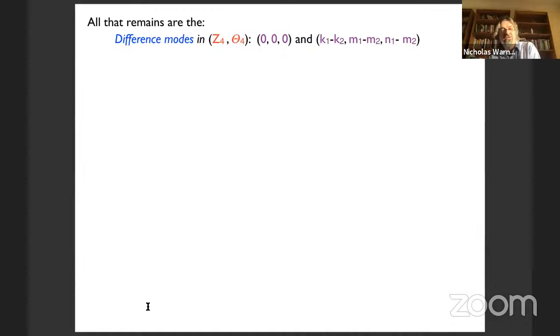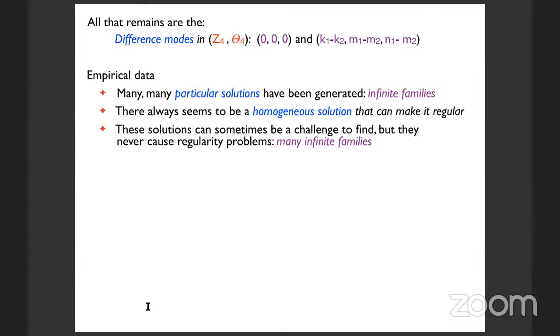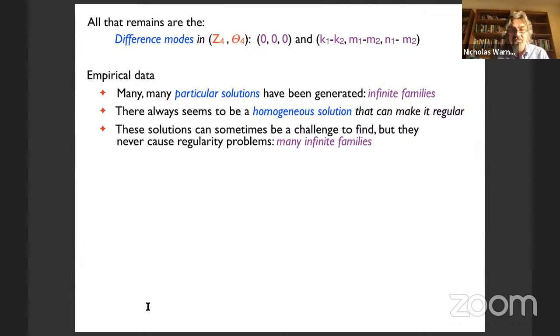So once you've got those Coiffurian constraints, all that remains is the difference modes. And as I said, I can't prove theorems here, but we have vast numbers of solutions and examples of this. You just start solving the system. There are many, many particular solutions. We've got infinite families. There's always something that makes it regular. They can sometimes be a challenge to find, but we have at least many infinite families. Admittedly, all our infinite families only involve functions of 1 variable. Getting a full infinite family, a function of 2 or even 3 variables, is beyond our computational skills at this point, but it's not in principle. Well, the Fourier series tells you can do it. And in the next lecture, I will give an example of one of these things.